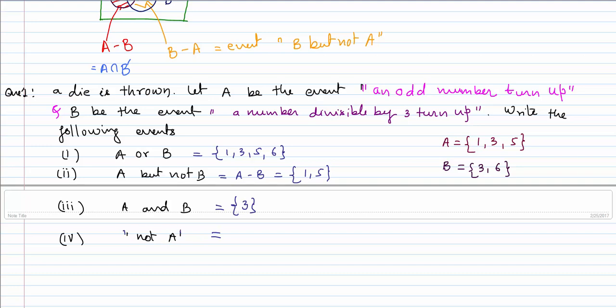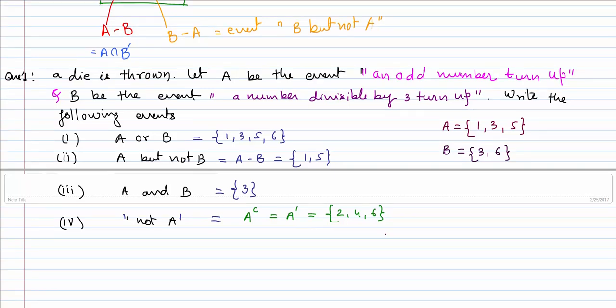This is an event. Whenever we have a complementary event, this is always seen with respect to the sample space. So if we have not A, that is A complement or A dash, this will have the elements that are not in A, that is 2, 4 and 6. I hope you get this example.